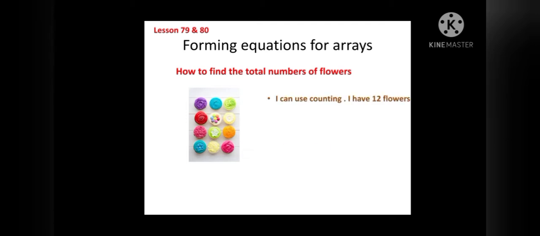If I use counting, I count all the flowers. Count with me. 1, 2, 3, 4, 5, 6, 7, 8, 9, 10, 11, 12. I have here 12 flowers. If I use the second way, I use repeated additions. If I use repeated addition, I have two ways, by using columns or rows.